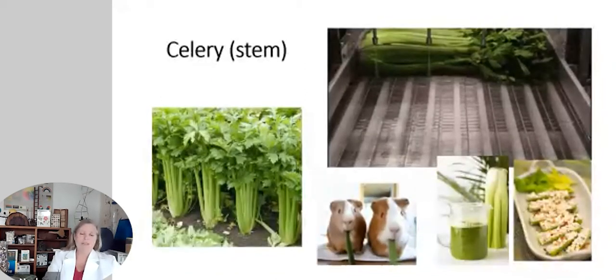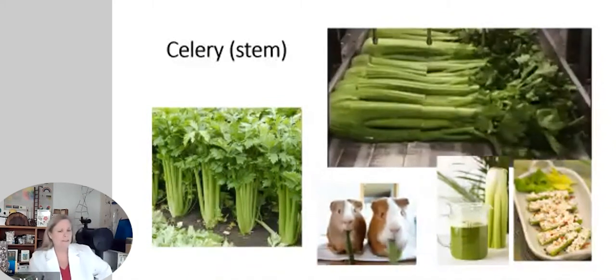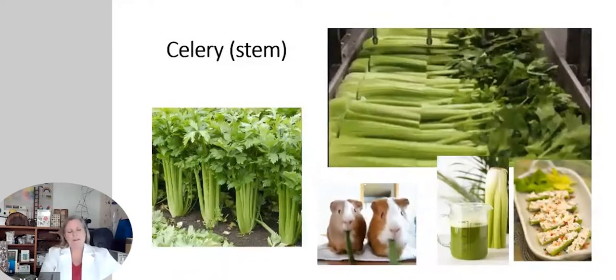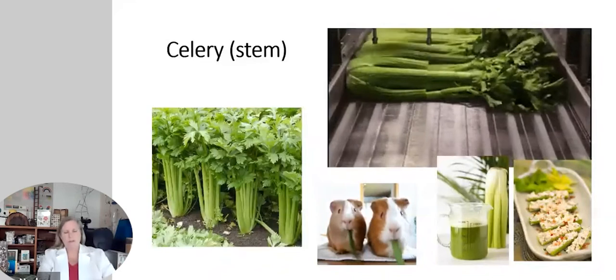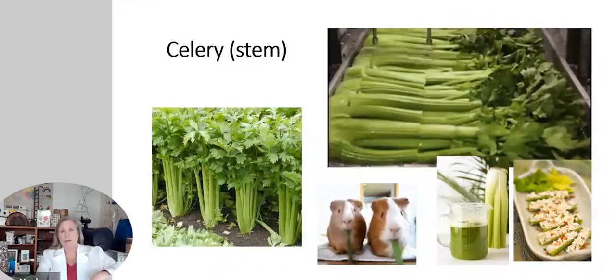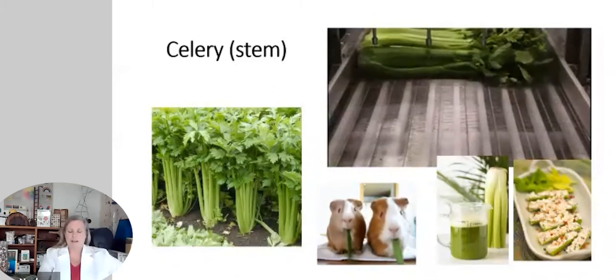So celery, this is a funny stem. If you look at the celery in the field, it's a pretty fancy plant. Looks all green and feathery on top with the leaves. And then you've got the stalks. The roots are down in the ground. And you see my little guinea pigs, they're eating up their celery stalks.